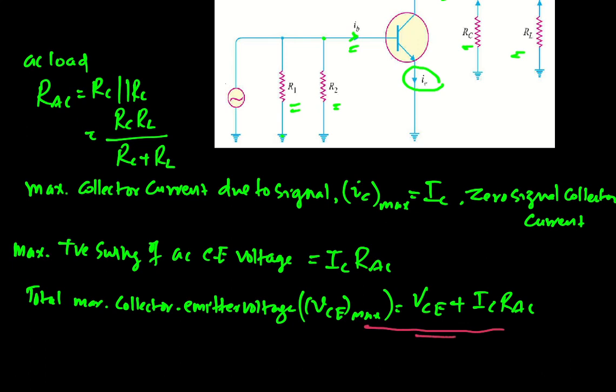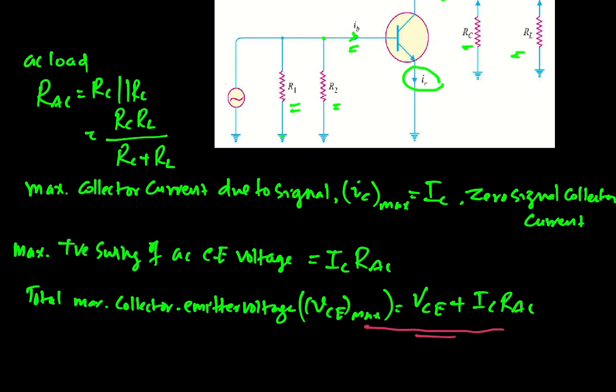So this is a very important expression in the case of a common emitter transistor amplifier. The maximum collector emitter voltage is given by VCE plus IC RAC, where VCE is the zero signal collector emitter voltage, or the collector emitter voltage due to the DC condition, and IC is the zero signal collector current, and RAC is the AC load resistance of the circuit.